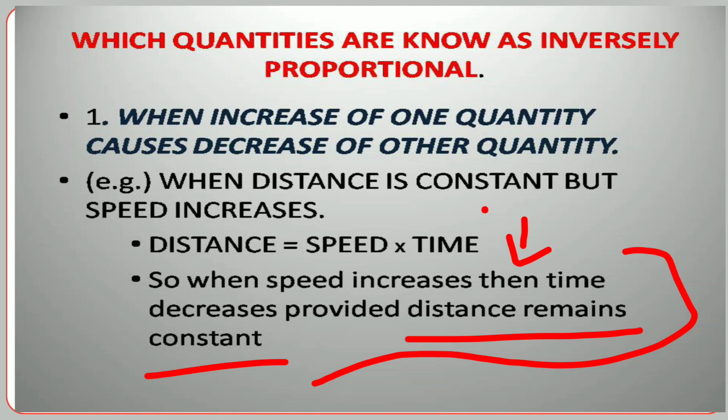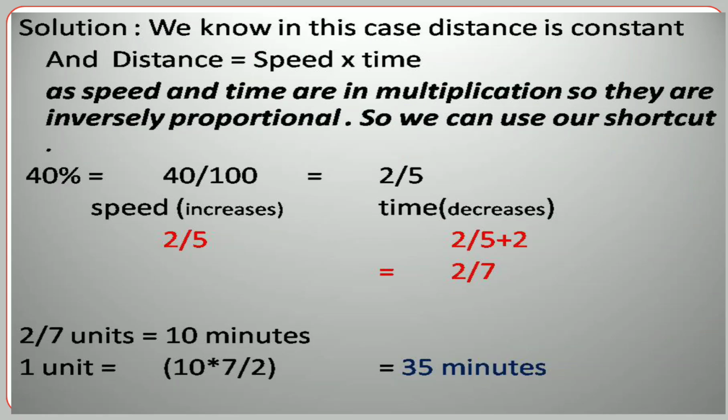And guys, one more observation is that if on the other side of the equals sign two quantities are multiplying, then they are inversely proportional, and if two quantities are in division, then they are directly proportional. This will provide another very good shortcut. I will discuss that in the next video. See, so we know in this case distance is constant and distance is equal to speed into time.